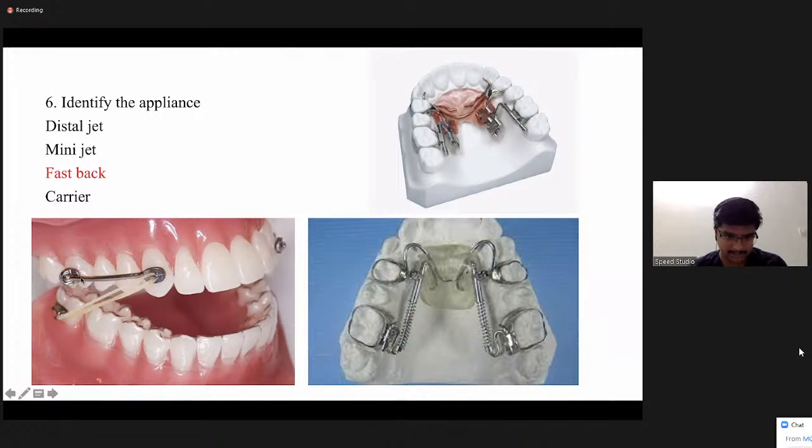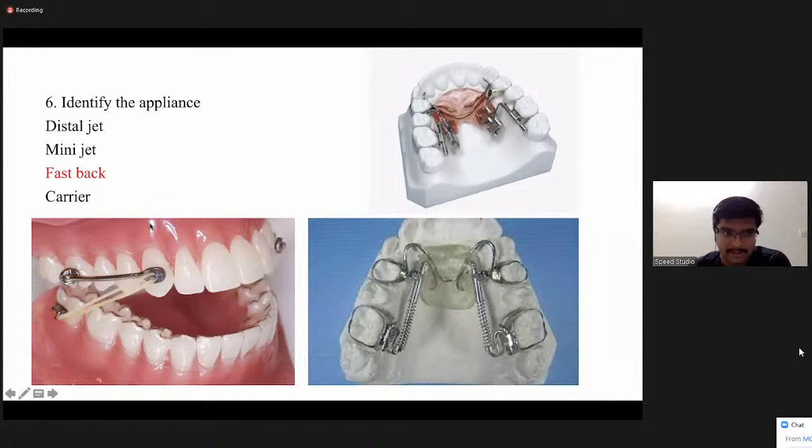So a combination type of force can be visualized here. One will be distalization of the upper molars, mesialization of the lower molars, extrusion of the lower molars, and the total maxillary occlusal plane will tend to rotate in a clockwise direction, tending to bring the maxillary incisors down and the maxillary molars up. So this is a very complex appliance and it's a very cumbersome appliance which requires a large amount of patient compliance to wear the elastics that have been provided by the clinician. So from the appliances, we will be having 3 different types of appliances. One will be carrier appliance, one will be distal jet, and the other will be fastback appliance.